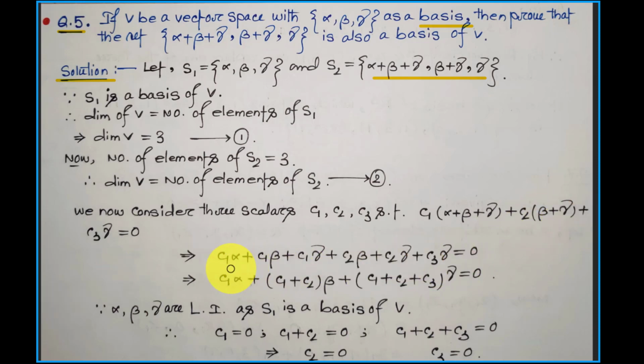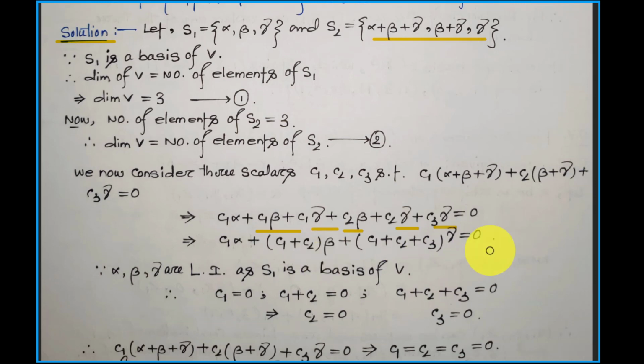Now we have to consider it like this: C1 alpha plus C1 beta, and here C2 beta. Beta common, then C1 gamma, C2 gamma, C3 gamma, gamma common. Now if we compare on both sides, C1 into alpha, C1 will be 0, C1 plus C2 will be 0, and C1 plus C2 plus C3 will be 0, because alpha, beta, gamma are linearly independent. And we know if alpha, beta, gamma are linearly independent, then their coefficients, meaning C1, C1 plus C2, and C1 plus C2 plus C3, are individually 0, right?